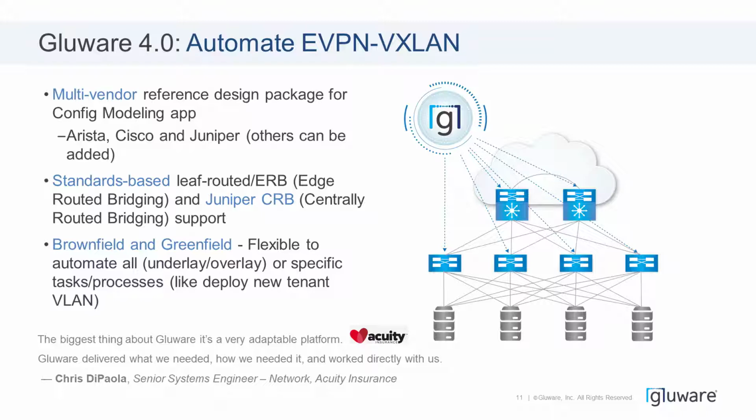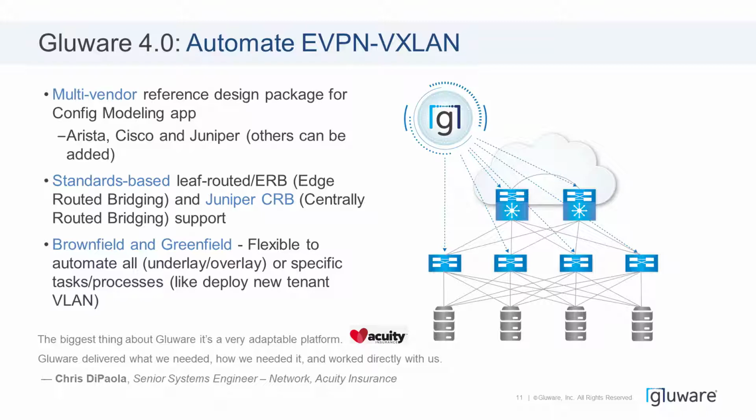A key component to know about Gluware's implementation is that we're actually able to automate EVPN-VXLAN networks you've already deployed. That's the so-called brownfield. But we can also automate greenfield, and automate the underlay in your IP routed network as well as your overlay VXLAN and then the tenant networks.